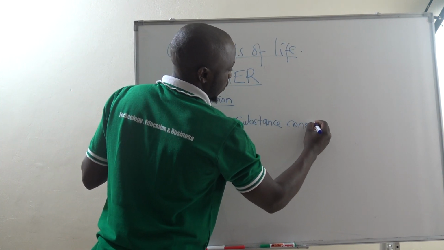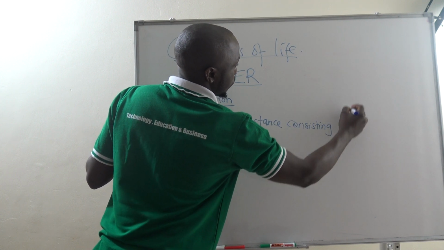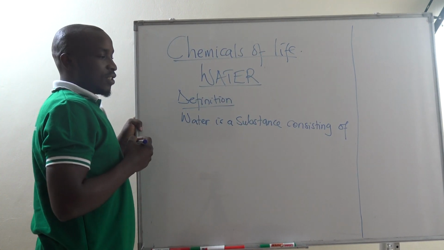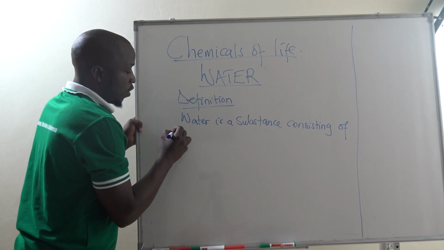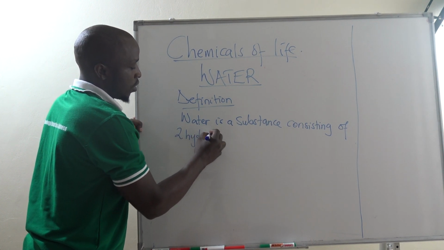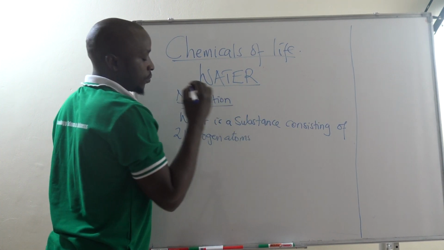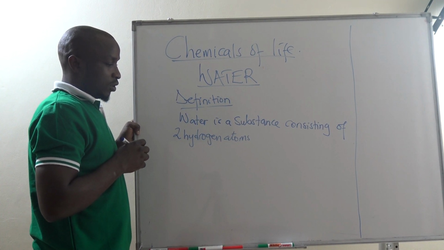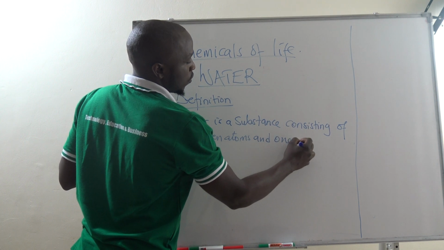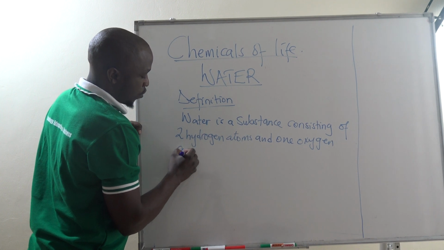consisting of, what does it consist of? Consisting of two hydrogen atoms, consists of two hydrogen atoms and one oxygen atom.